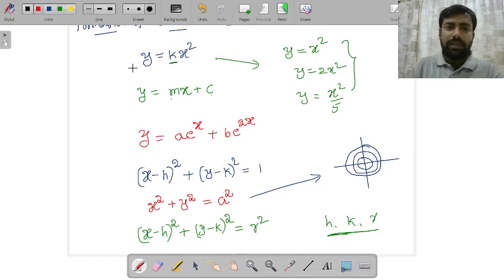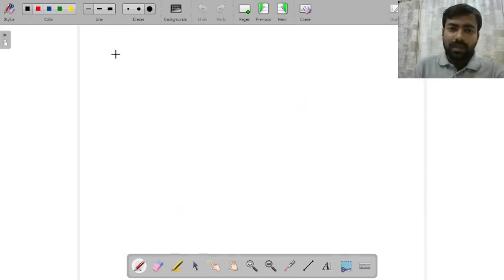So if you observe that here I have one parameter, so to eliminate this parameter, you differentiate it once and try to eliminate this parameter from those two equations. Okay, and here in this equation you have two parameters. So to eliminate these constants, these parameters, you need to differentiate twice. Okay, let me explain it here.